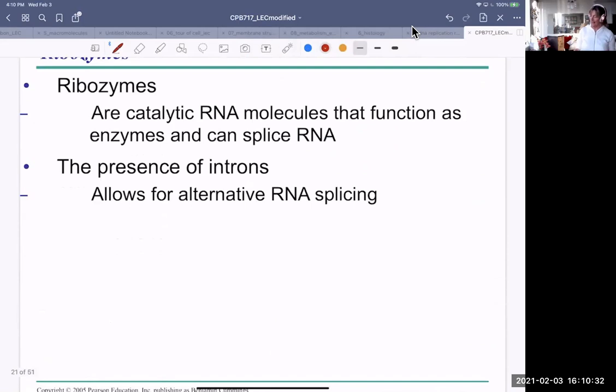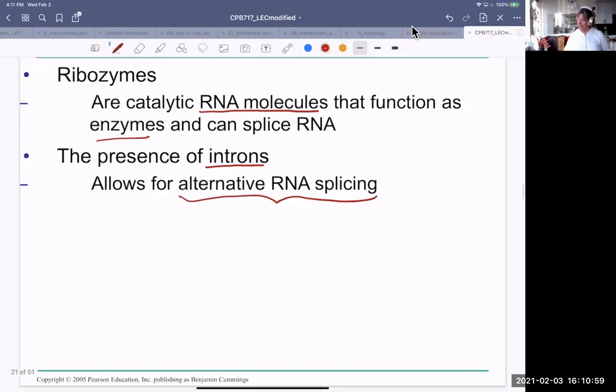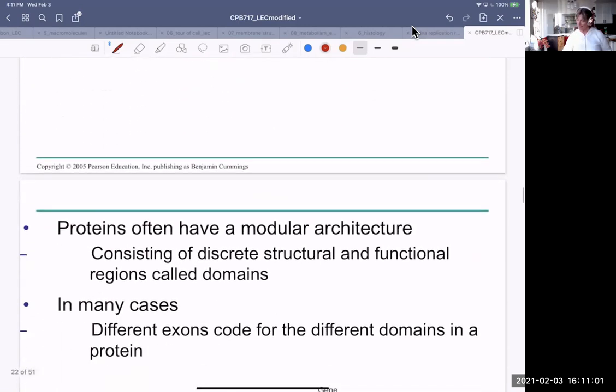So a ribozyme is a catalytic RNA molecule. They function like enzymes, they splice RNA, and they're one of the clues that RNA was probably the first nucleic acid as opposed to DNA. And the presence of those introns allows for alternative RNA splicing. So it's not always spliced in exactly the same way.